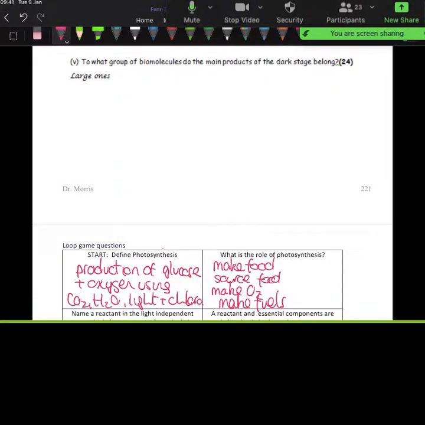Okay, so photosynthesis, you can go posh with it. Production of glucose and oxygen using carbon dioxide, water, light and chlorophyll. Or you can say production of glucose and oxygen using inorganic molecules, light and chlorophyll. The role of photosynthesis: make food, source of food, makes oxygen, makes fuels.